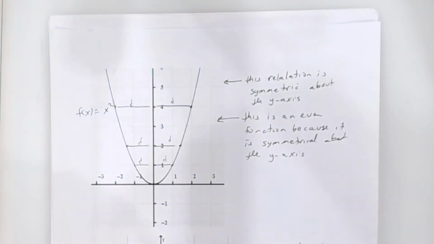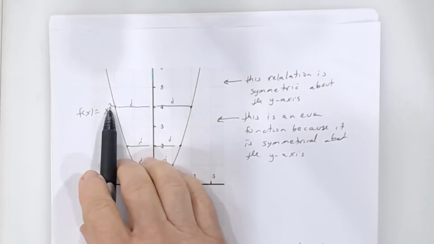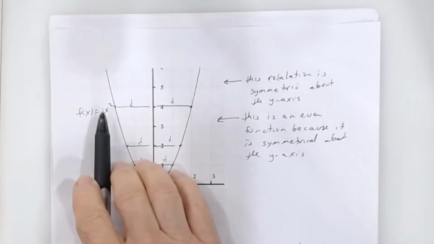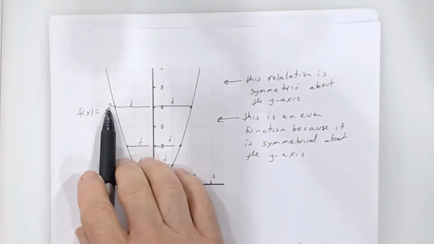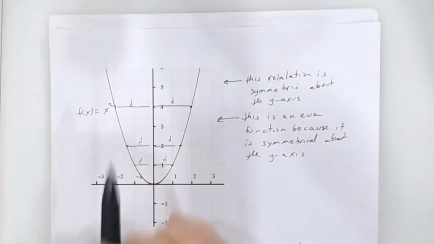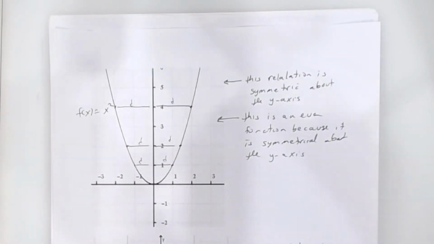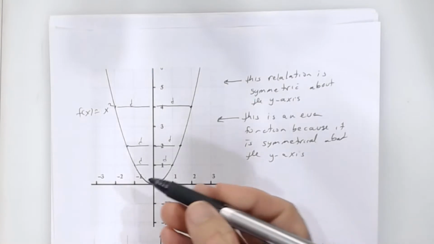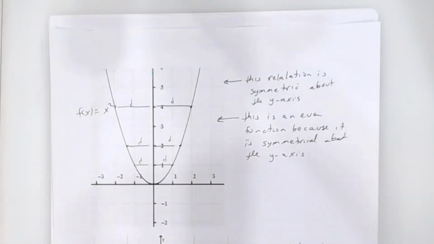Now we're talking about polynomials. What do you notice about this exponent? It's even. All right, so x to the second power, x to the fourth power, x to the sixth power, if you were to graph those, they would be symmetrical about the y-axis, and they would be even functions. Okay?